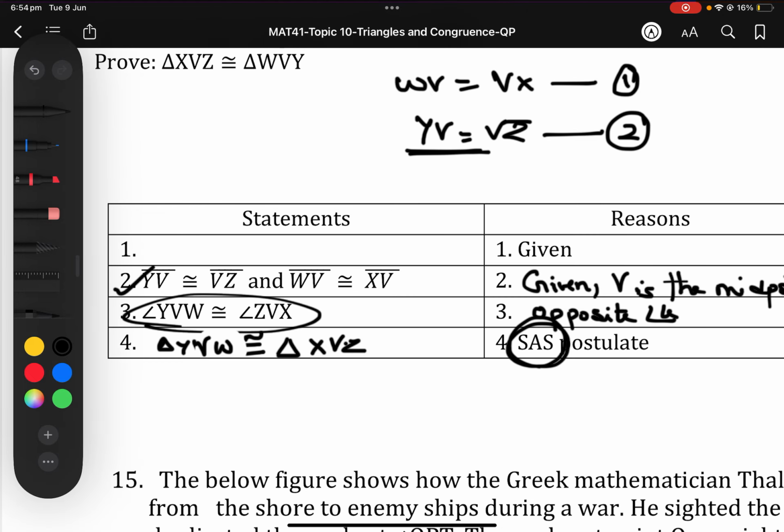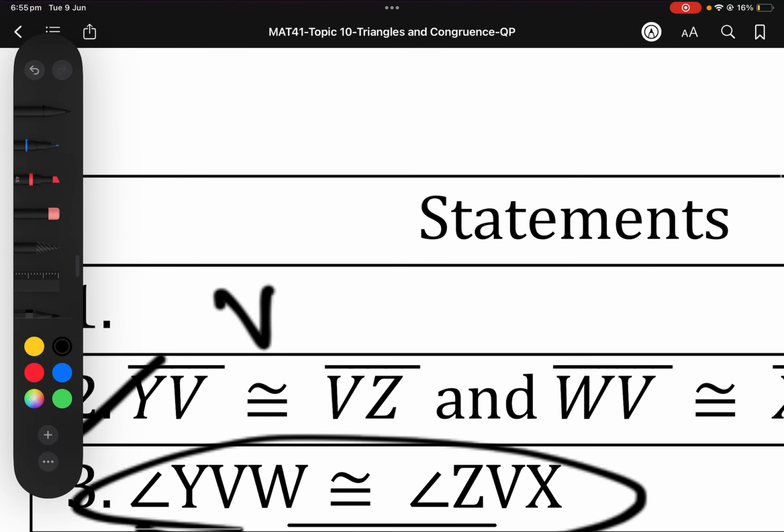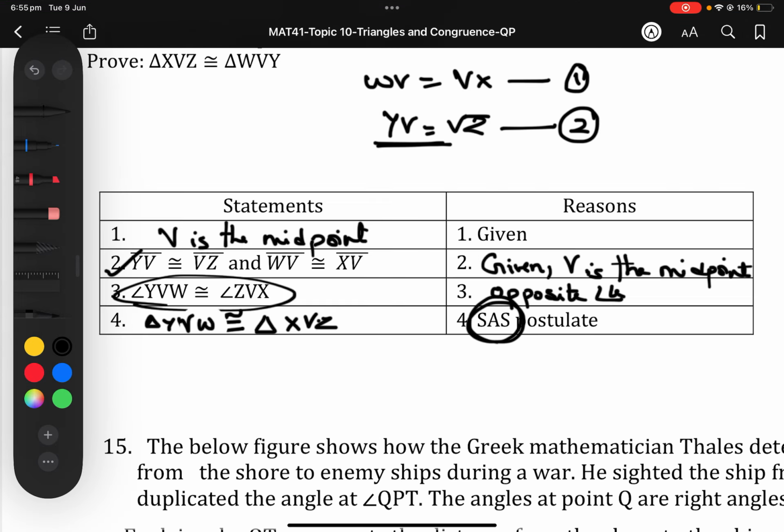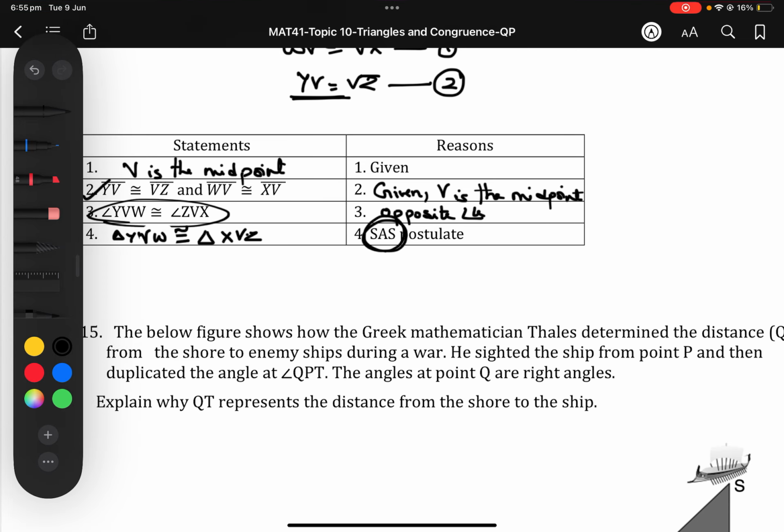Okay, so what is the piece of information given? It was given that V is the midpoint. I forgot to write the first one itself. It was given V is the midpoint of it. Okay, so these are the two pieces of information. This is the type of questions that will be asked, and this is how you write it down.